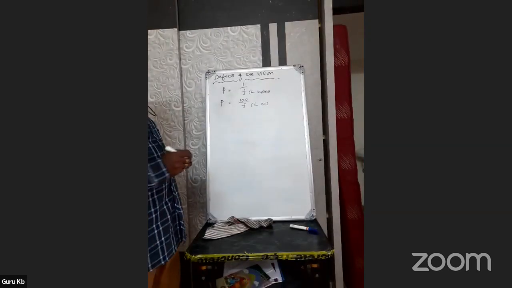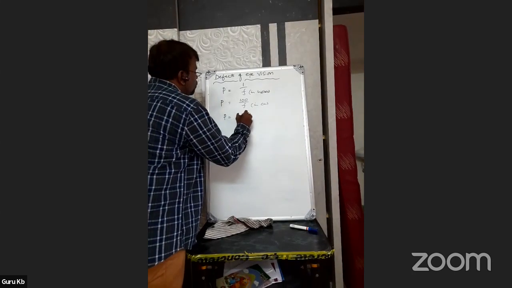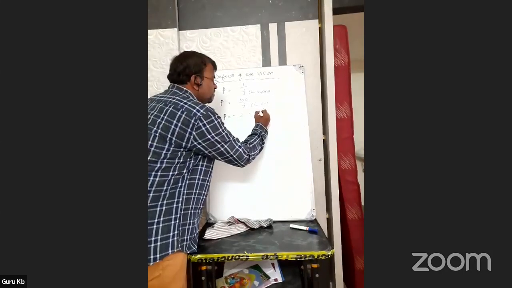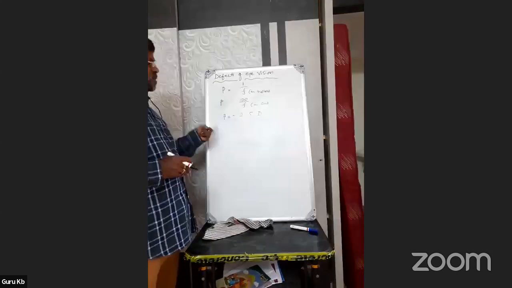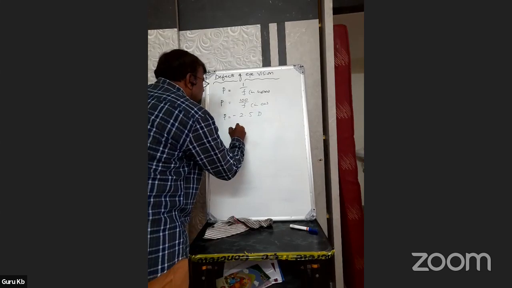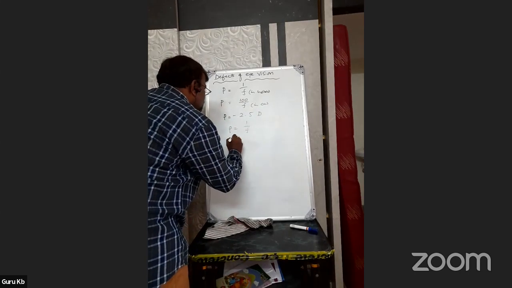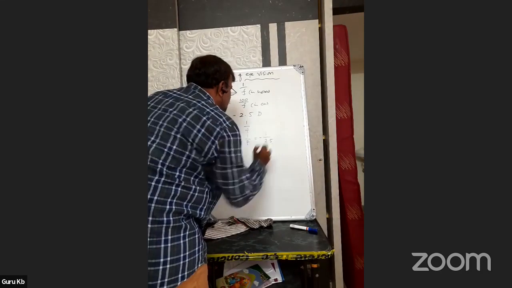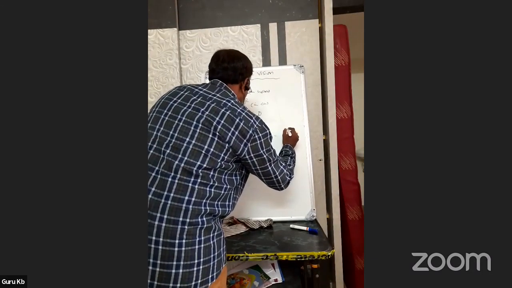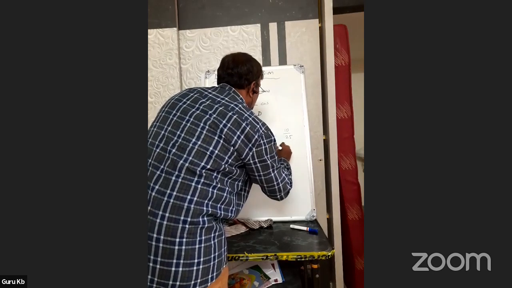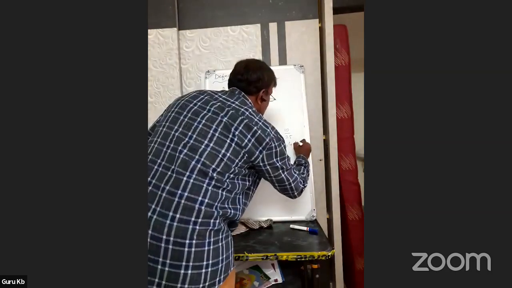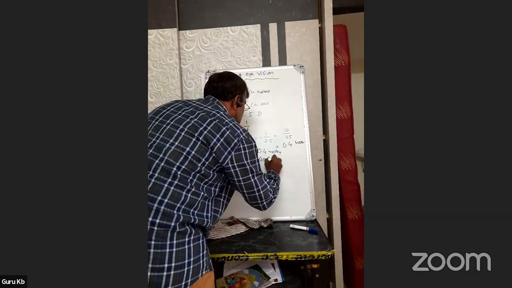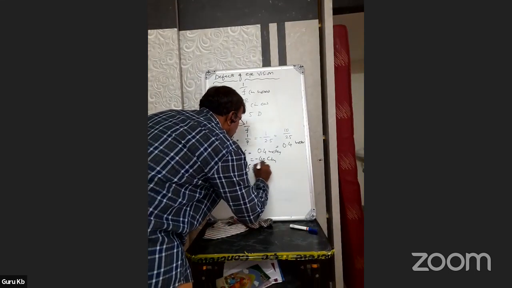For example, the doctor prescribed a lens with the power P is equal to minus 2.5 D. What does it indicate? In our formula, P is equal to 1 by F, so F is equal to 1 by P. Substituting the P value, 1 by minus 2.5, it becomes minus 10 by 25. This is equal to minus 0.4 meters. That is, the F we got is 0.4 meters or 40 centimeters. F is equal to minus 40 centimeters.